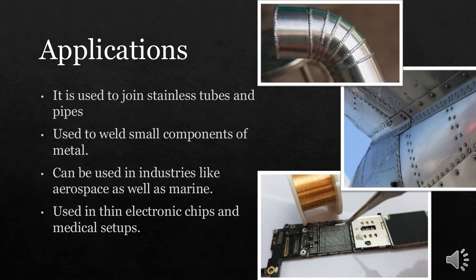There are some applications of plasma arc welding. First, it is used to join stainless steel tubes and pipes. Second, it is used to weld small components of metal. Third, it can be used in industries like aerospace as well as marine, and then used in thin electronic chips and medical setups.